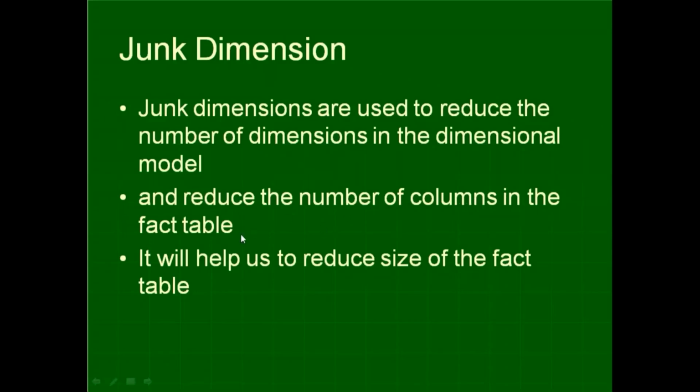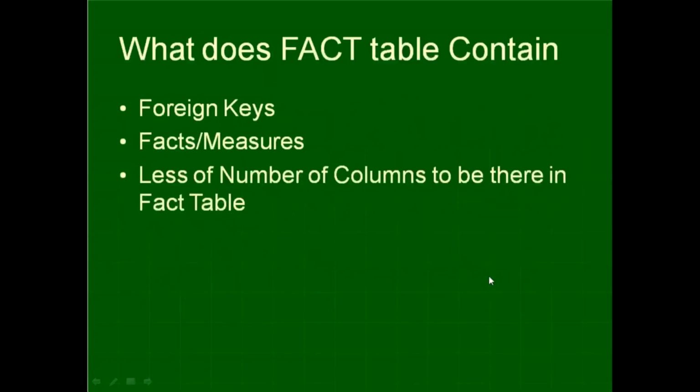And reduce the number of columns on the fact table, so reduce the size of the fact table. Okay, now one more thing you need to understand. What does a fact table contain? Already we discussed: a fact table should contain only foreign keys plus facts or measures. Fewer columns should be there in the fact table. That is also one more important point you should understand.